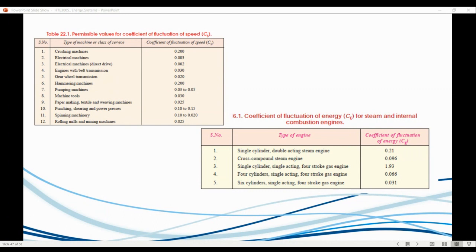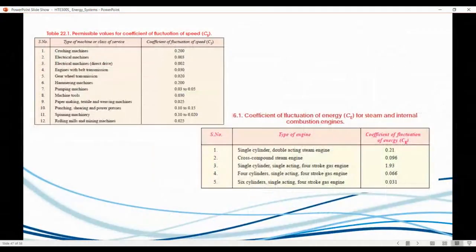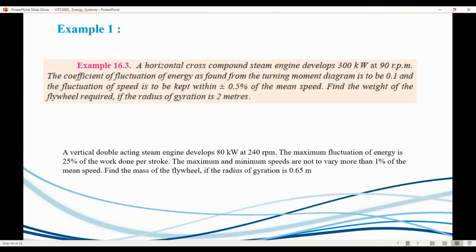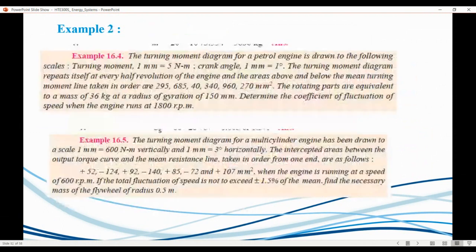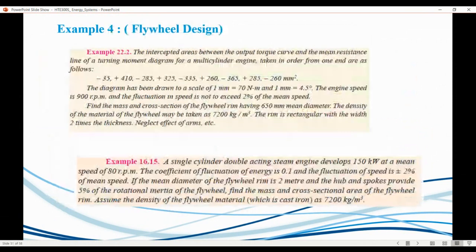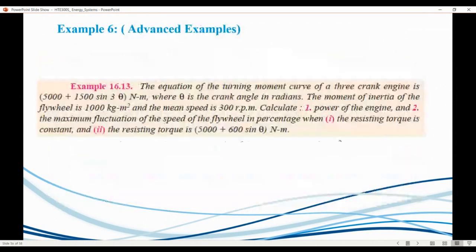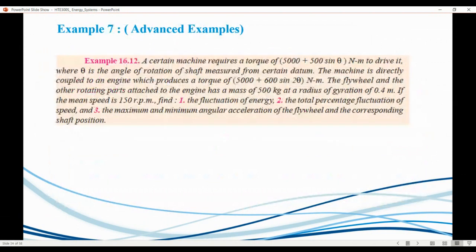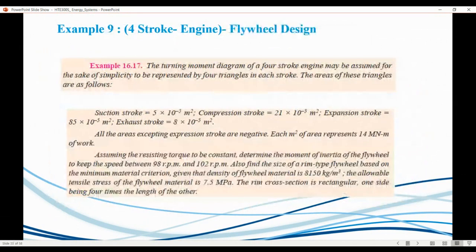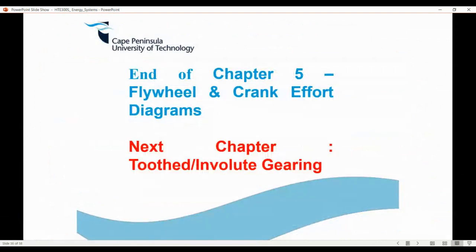I'm just going to give a 10-minute comfort break, so quickly stand up, because from here on out we are moving on to examples. We're looking at several examples, different types, some advanced examples, some with 7 or 8 and 4-stroke. That's the end of the chapter.